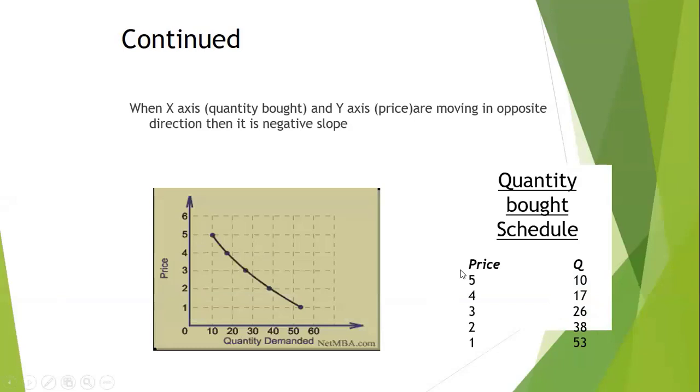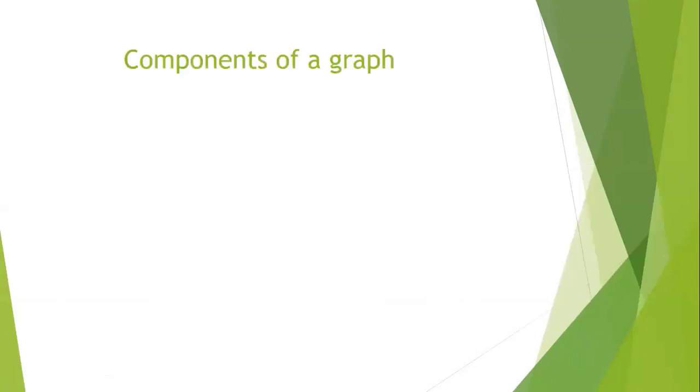Next is, what are the components in a graph? The first component is the two axes, two phenomena or two data sets with two number lines. One is y and one is x. Usually y is the dependent variable and x is the independent variable.